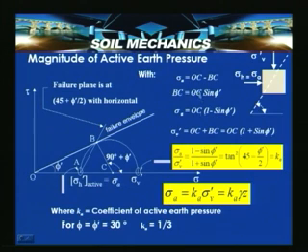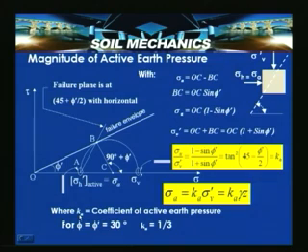Now we can write sigma A is equal to Ka into sigma V dash, because sigma A by sigma V dash is equal to Ka. Sigma V dash is nothing but, at a given depth, gamma z. So at depth z equal to 0, sigma A is equal to 0. At depth h, say z is equal to h, sigma A is equal to Ka gamma h.